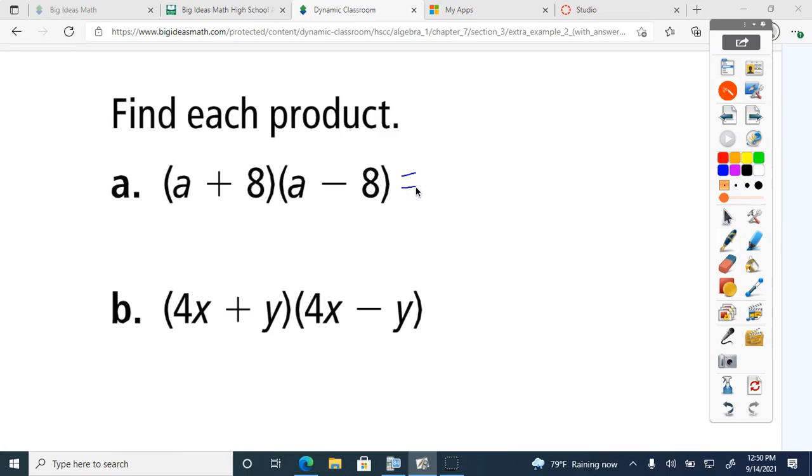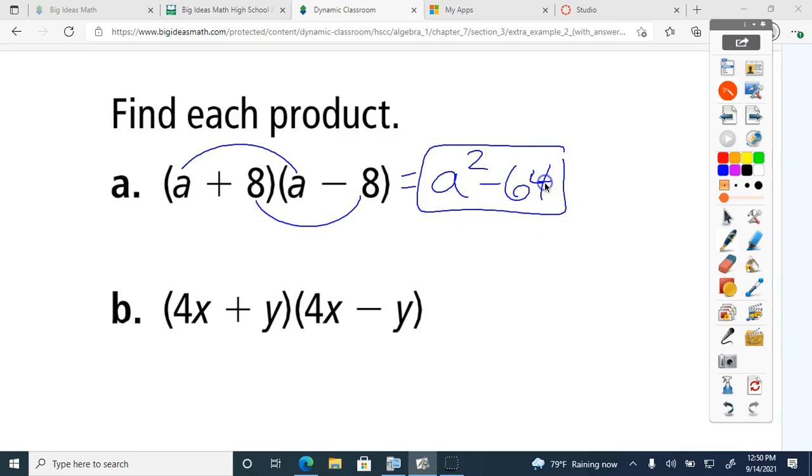So here, exact same, but different signs, right? Notice, are they both different signs or just one of them? Just one. The A and the A are the same, but the 8 and the 8 are opposite. So we're going to do A times A is A squared. 8 times negative 8 is negative 64. Done. All there is to it.